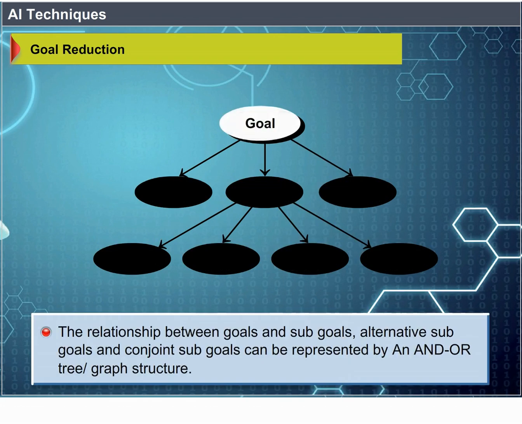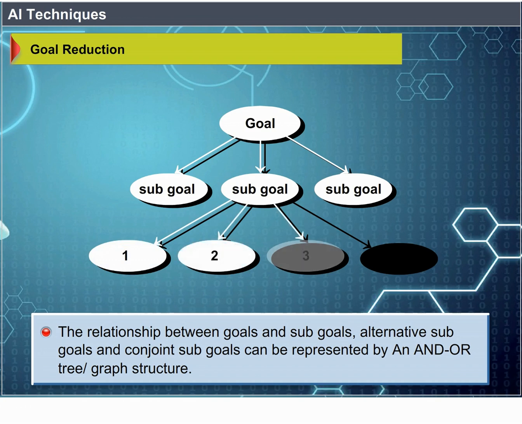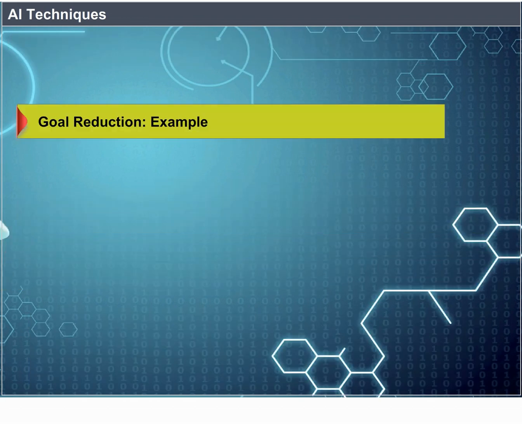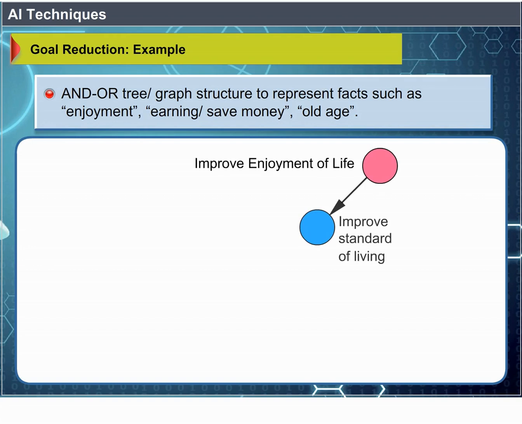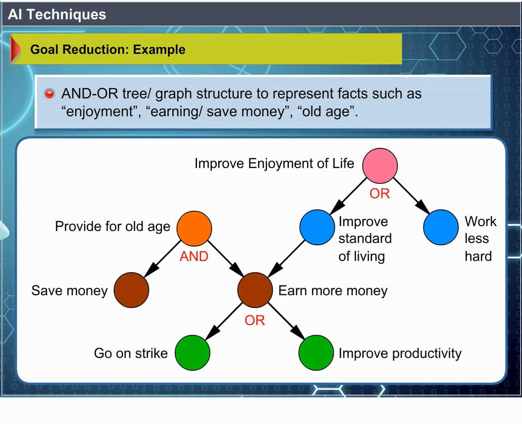The relationship between goals and sub-goals, alternative sub-goals, and conjoint sub-goals can be represented by an AND/OR tree or graph structure. Goal reduction example: AND/OR tree or graph structure to represent facts such as enjoyment, earning or saving money, old age.